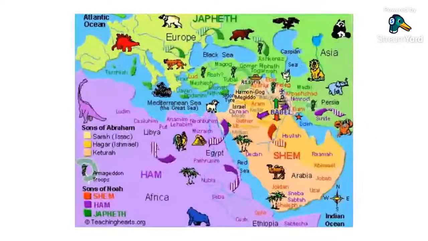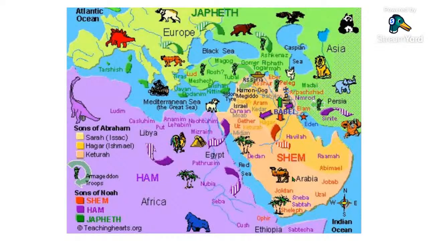This is the same thing, just if you like animals. Here's some animals. Lulim became Libya, basically. Here's Libya. And of course, Egypt, Mitzrayim, Put, Cush, Ophir, Sabteca and Sabta. Basically the same thing, all the same names.